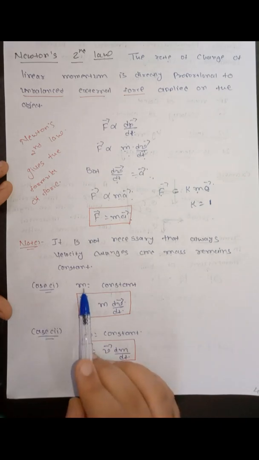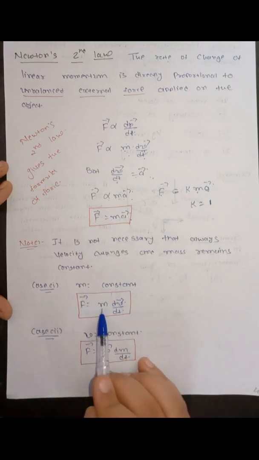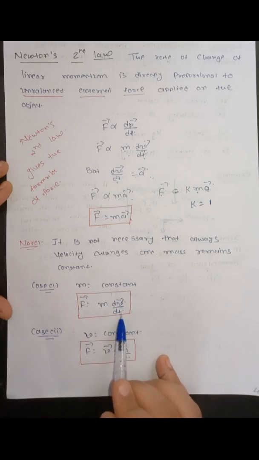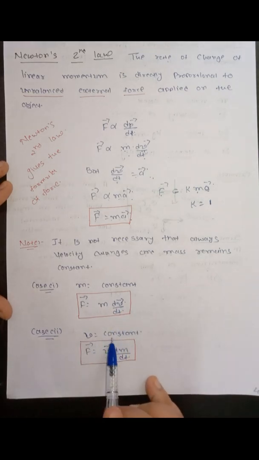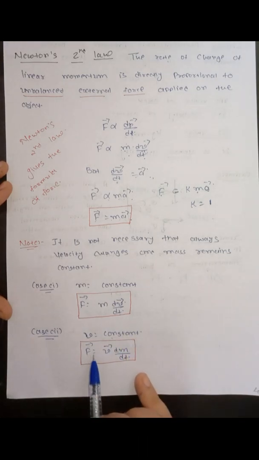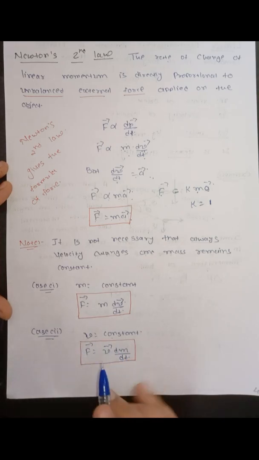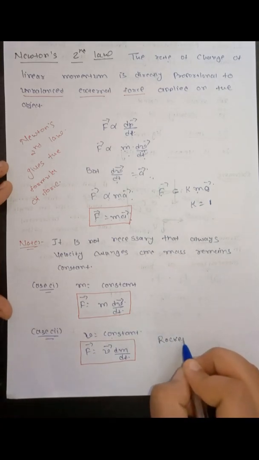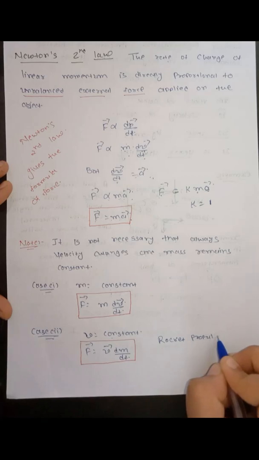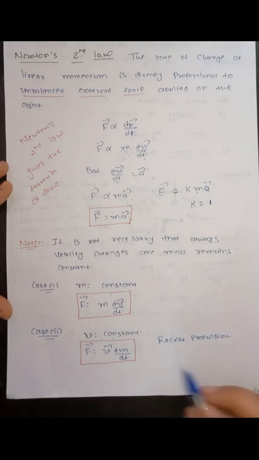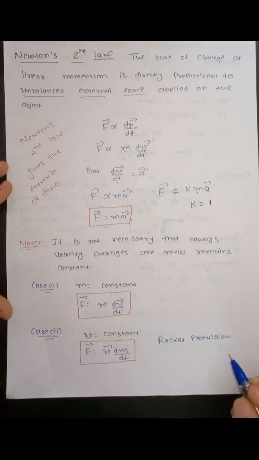In the first case, when mass is constant, we can write F is equal to m dv by dt. But there are some cases in which velocity is constant and mass is variable, or mass is changing. In this case, force is equal to v dm by dt. The case of variable mass is rocket propulsion. The example of rocket propulsion we'll see after Newton's third law of motion. So keep in mind that it is not necessary that mass is always constant.